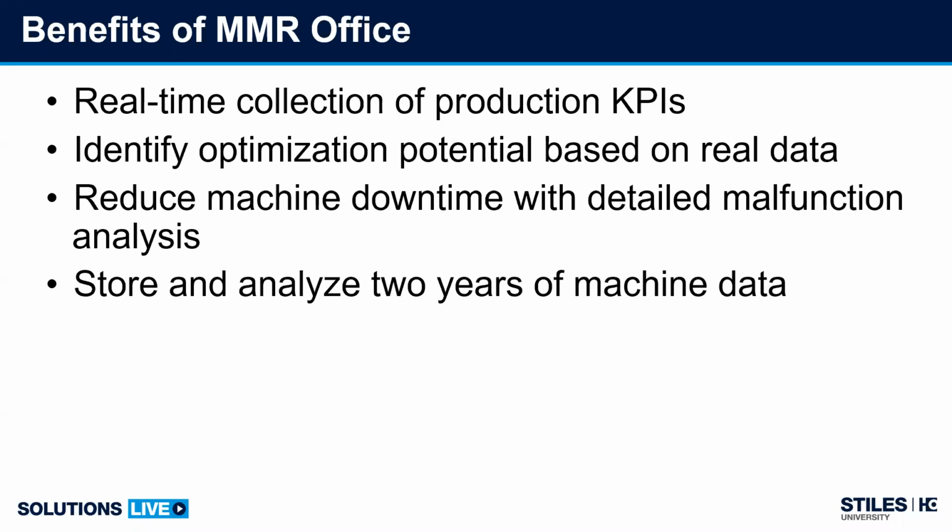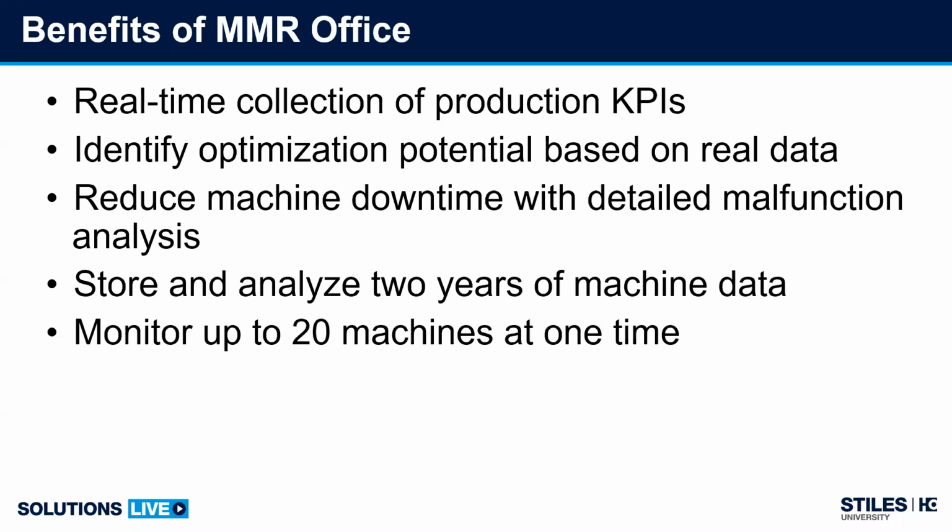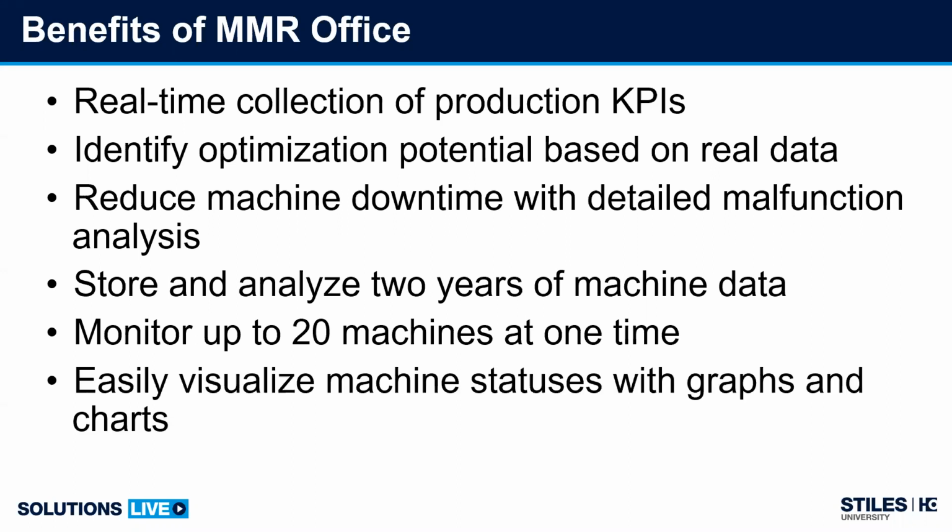Another advantage of MMR Office is you can have up to 20 machines listed at one time. MMR Office Lite, which saves data for 30 days, can only have 3 machines connected at any given time. So if you only have 3 pieces of equipment, or don't mind plugging in the IP addresses of the machines when you fire it up, then that would be an option too.